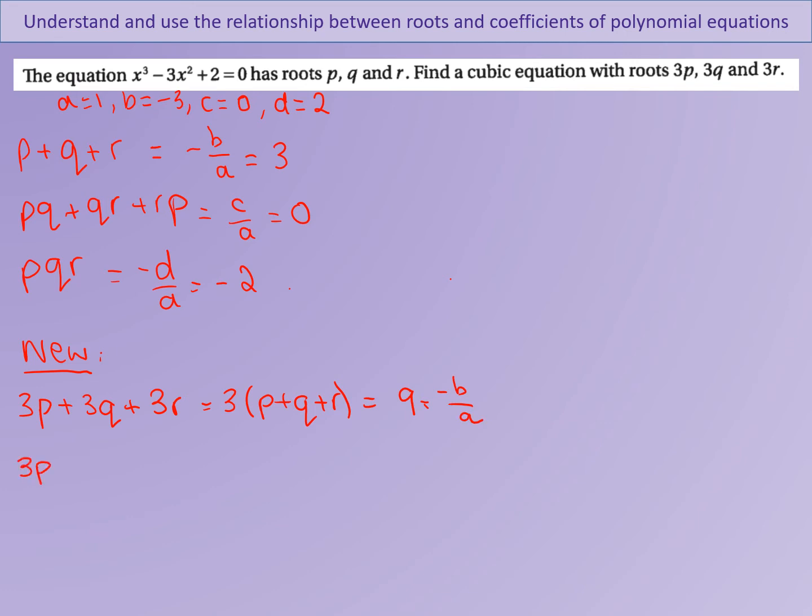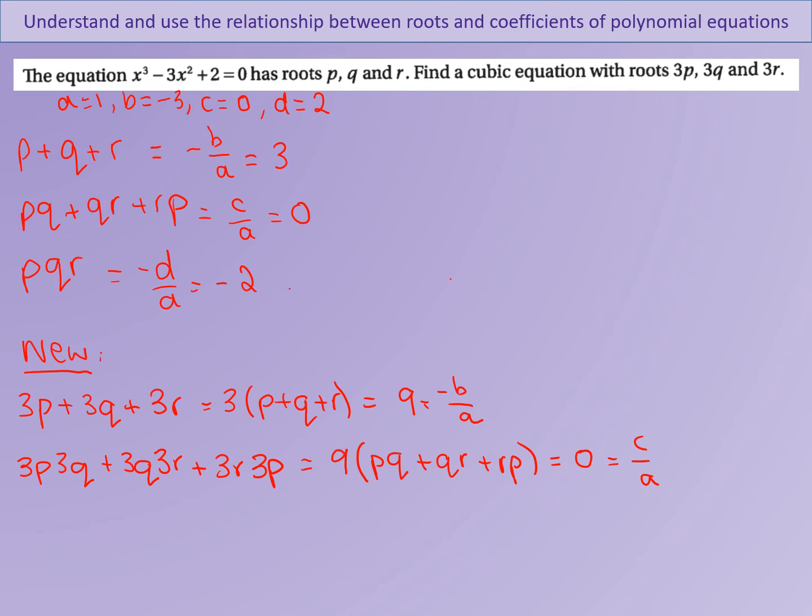Product pairs, so 3p, 3q, 3q, 3r and 3r, 3p. That gives us 9. We factorise out and then simplify. So we've got the pq plus qr plus rp, and looking above there, that would be 0. So this would be our c over a.